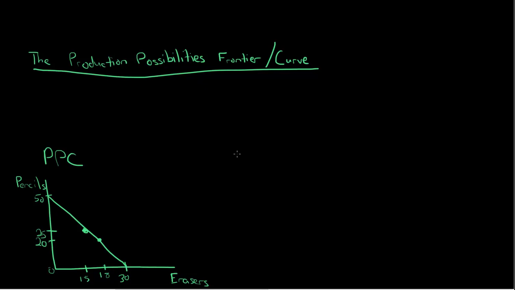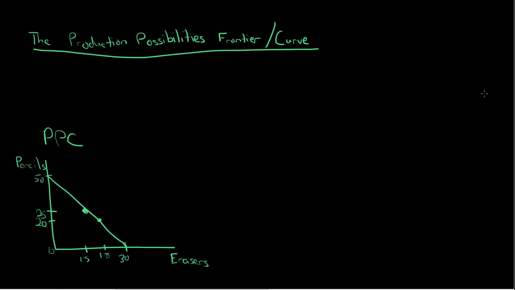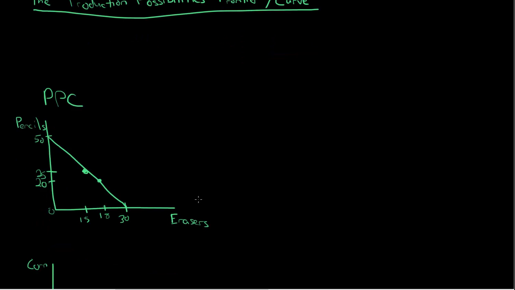Obviously, this is an oversimplified version of a real economy which produces many, many goods, but it allows us to look at concepts such as opportunity cost and economic growth. So, let's take a look at the production possibilities curve for an economy that produces, let's say, pencils and erasers. So take a look at this.